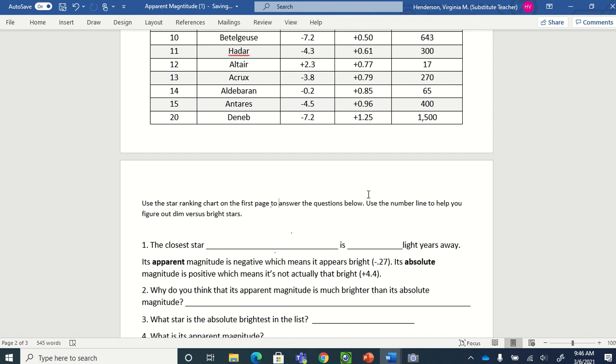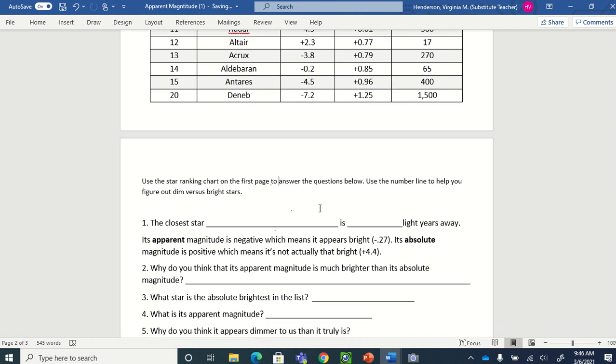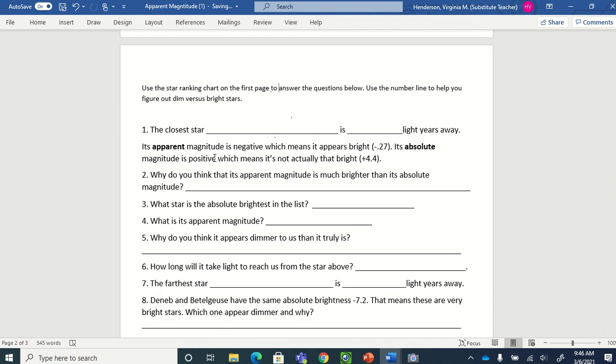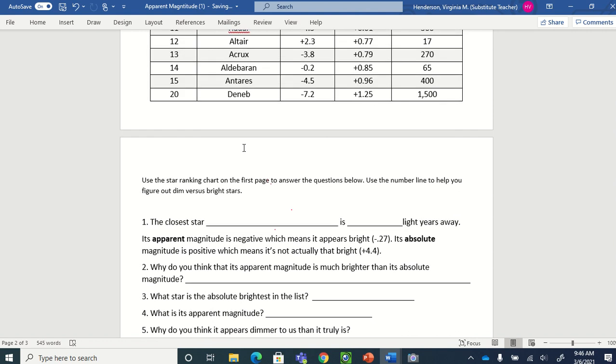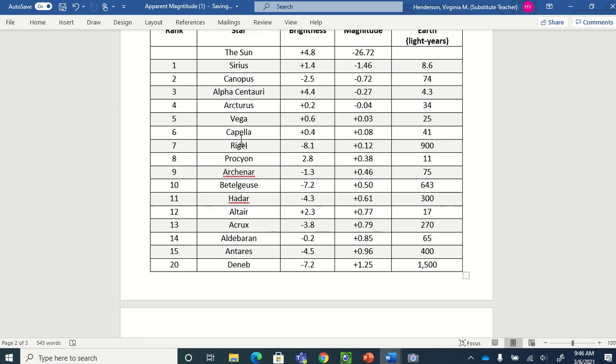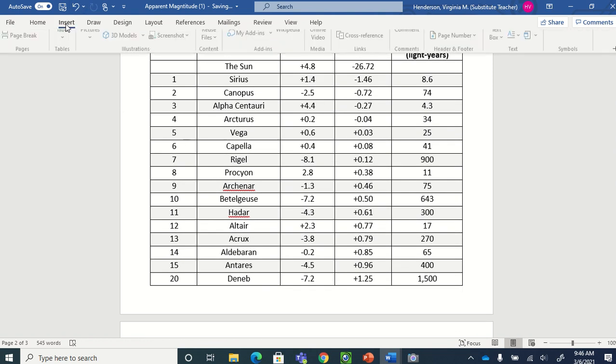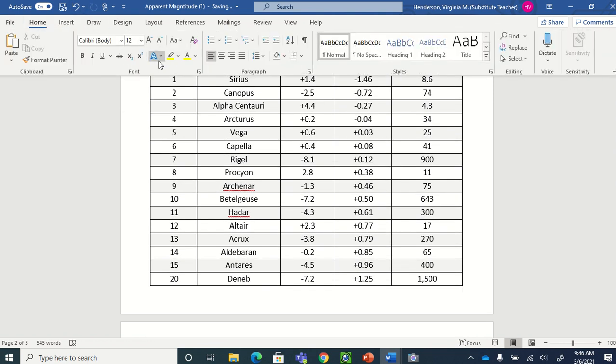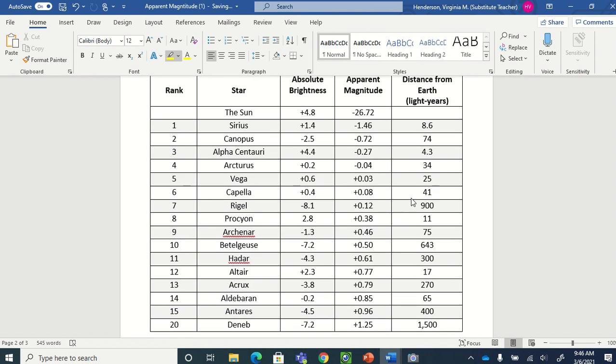Okay, so it says we're going to use it from the first page to this page up here to help figure out the closeness of the stars. The closest star blank is blank. So what you do is you come up here, and like I said, I'm going to always help you with the first one. So I'm going to go up here to my little insert tool. I'm going to highlight, and you're going to look at distance from Earth. So which one's closest to us?